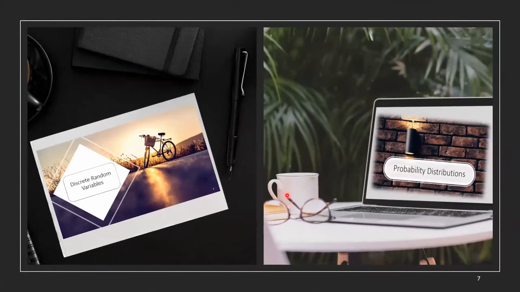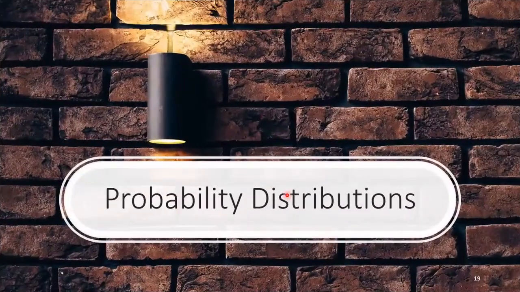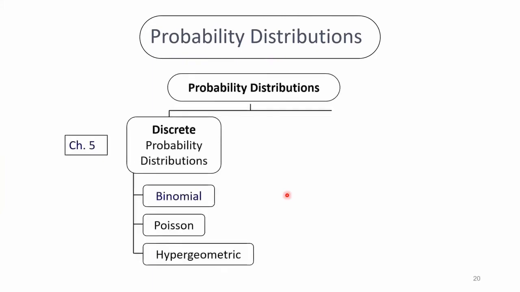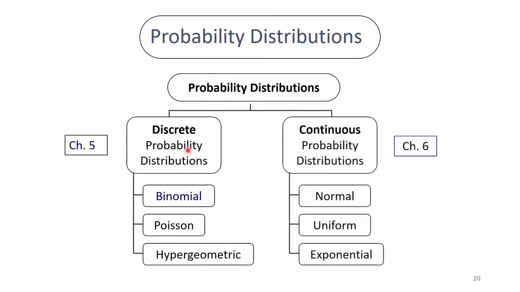Right, so that was a little bit of a brief introduction to discrete random variables. Now let's have a look at the next section of chapter 5, which is probability distributions. Under probability distributions, we will be looking at discrete probability distributions in this particular chapter. In chapter 6, we will have a look at continuous probability distributions. So all this time we were talking about discrete random variables. So pertaining to discrete random variables, we have discrete probability distributions, which we are talking about here.